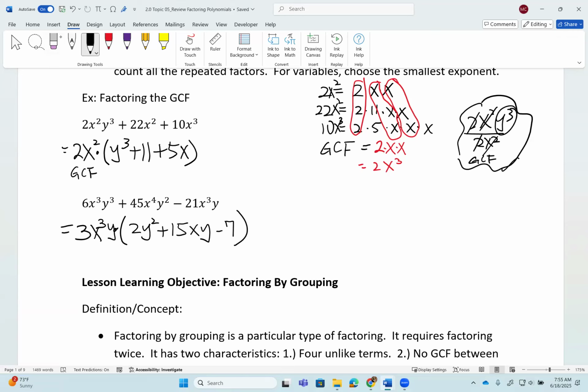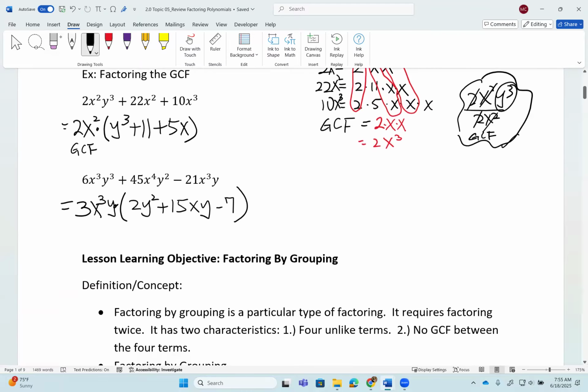So the very first type of factoring problem is factoring out the greatest common factor. Every factoring problem, this is the first thing that we look for: the greatest common factor.